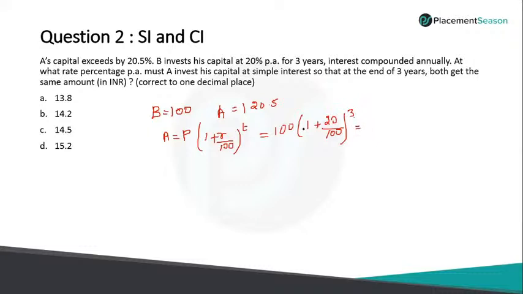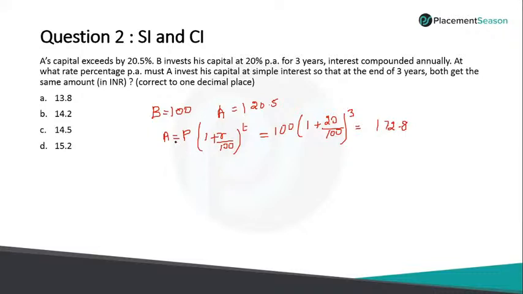So this is 1 plus 20 by 100, or 1 plus 1 by 5. If you solve this, you'll get 6 by 5. So 100 into (6 by 5) whole cube. 6 cube is 216, 5 cube is 125. Solving this, you will get 172.8. I'm directly writing the answer; you solve and write the answer. It is 172.8, the amount after 3 years for B.